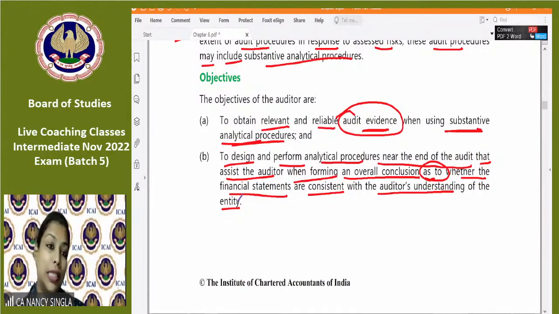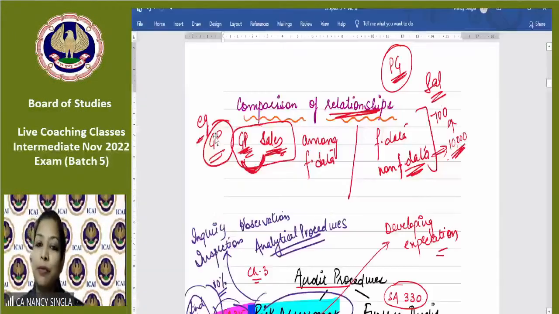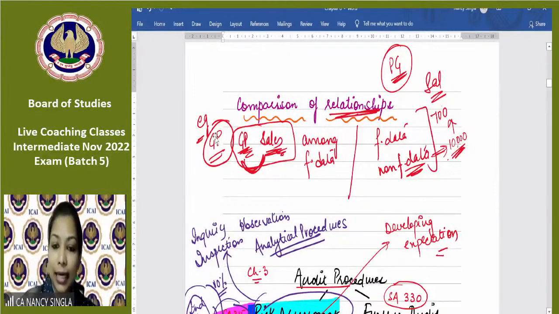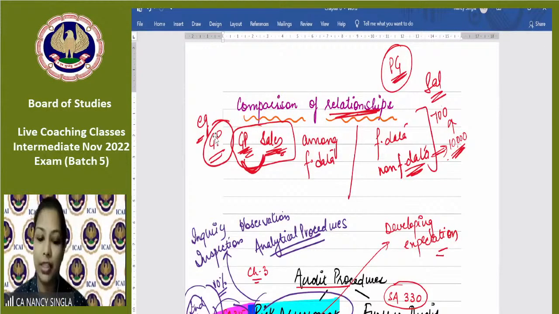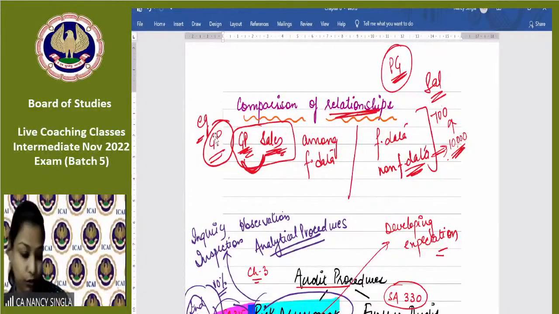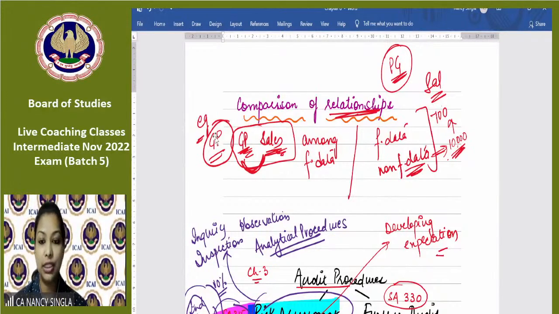And when the auditor is using analytical procedures as substantive procedures, they are called what? Substantive analytical procedures. So please, students, don't get confused between substantive procedures and substantive analytical procedures. Substantive procedures can be of two types: test of details or substantive analytical procedures. So I hope the objective is also clear. I'll just look at the queries and then I'll move further, because as I've told you, we need to finish this chapter today itself.